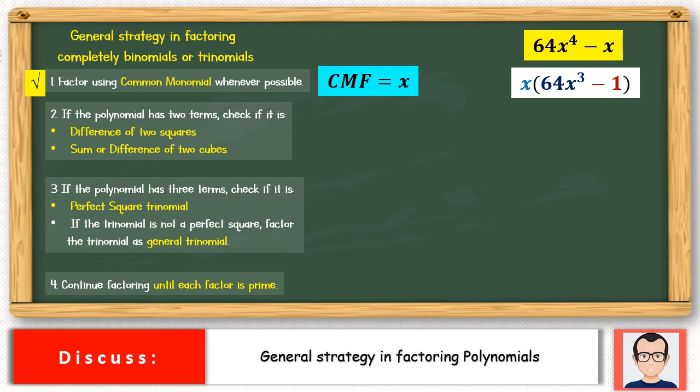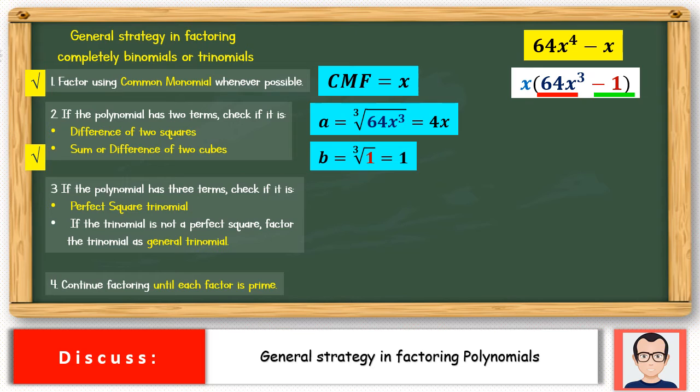The next step is to check the number of terms. Here we have two terms. Then we identify whether they belong to the difference of two squares or to the sum and difference of two cubes by checking on its exponents. Based on the given, we will apply the difference of two cubes. We solve for the cube roots of the two terms. For 64x cubed, that is equal to 4x. Then for 1, it's still equal to 1.